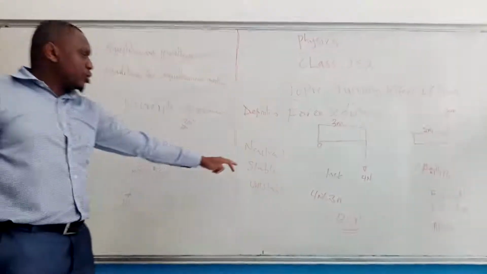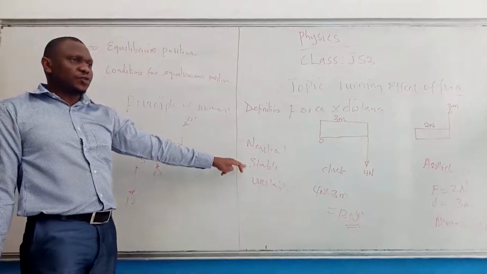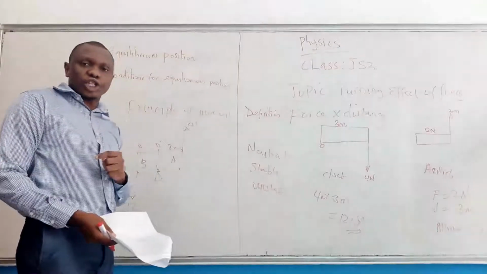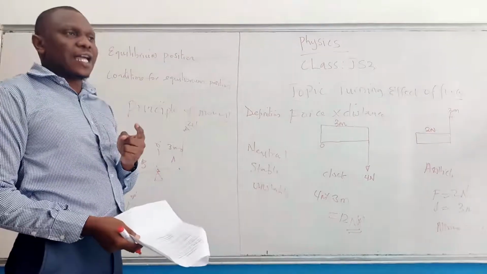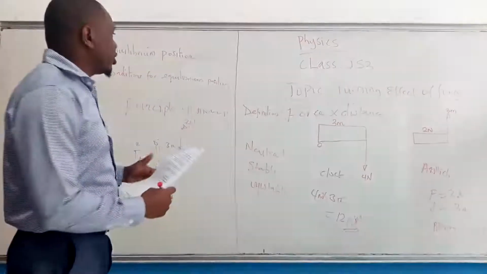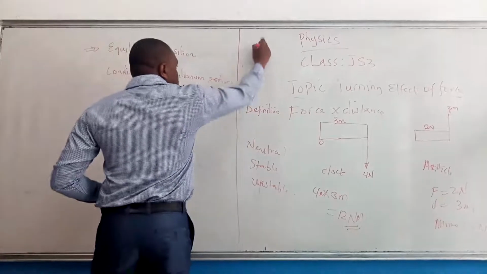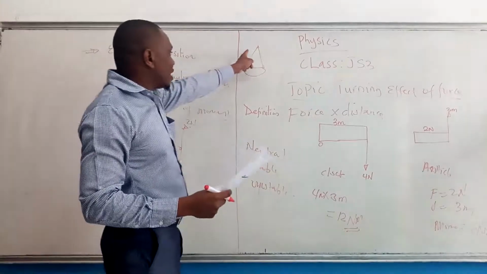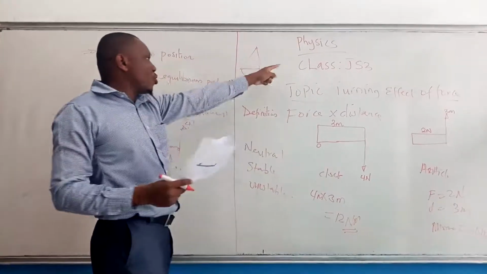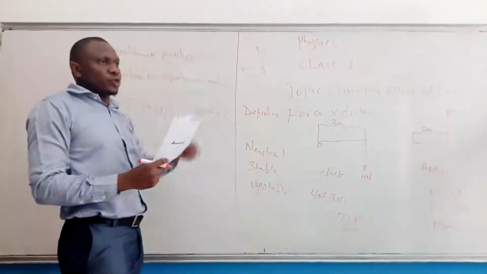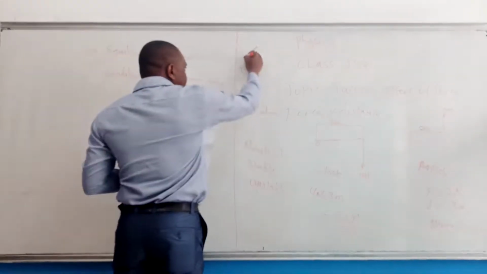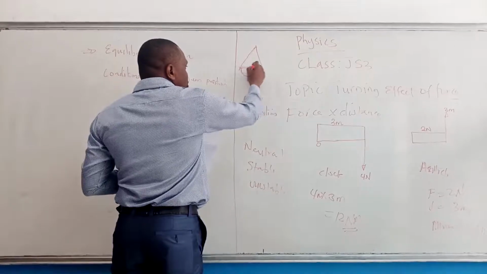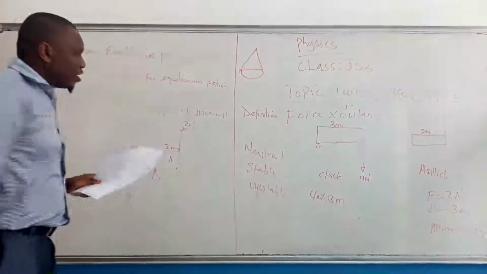What is the stable state of equilibrium? An object is said to be in a stable state of equilibrium if it returns to its original position after a slight push. For instance, you have a cone. You see that if you push this cone, a slight push here will make the cone return back to its original position, meaning that the cone is an example of an object that will return to its original position if it is slightly pushed.